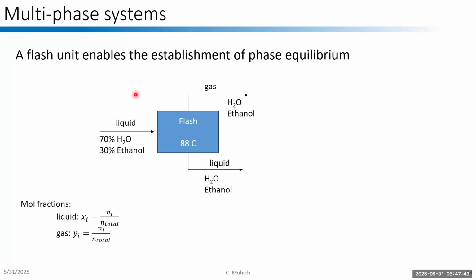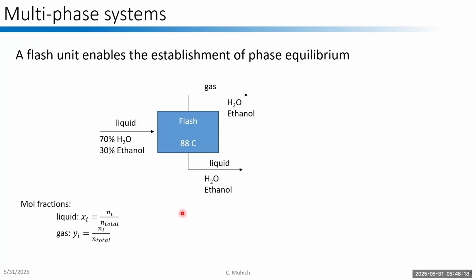So let's say that we have liquid that's 70% water, 30% ethanol. It goes into a flash unit that's operating at 88 degrees C. We establish equilibrium. I pull the gas off the top, and I have liquid that comes from the bottom. And so we can use phase equilibria of what's leaving this system to help us do these mass and mole balances.